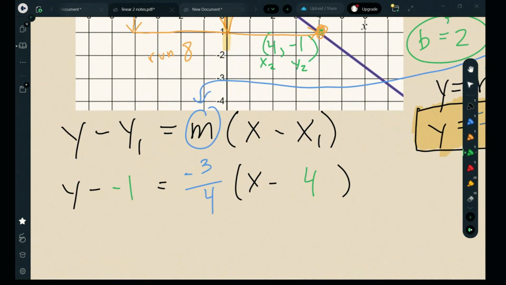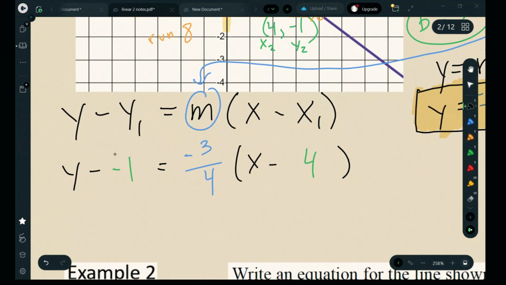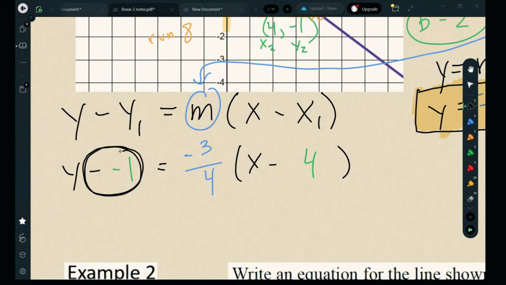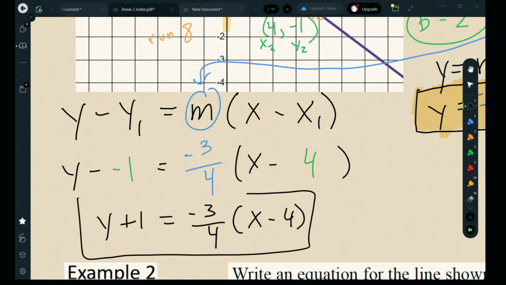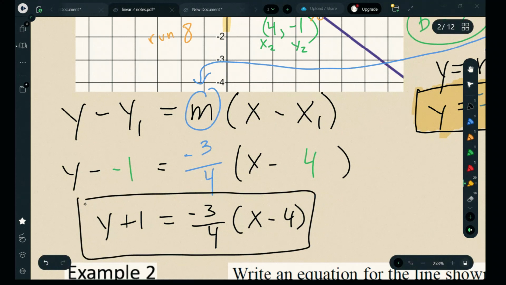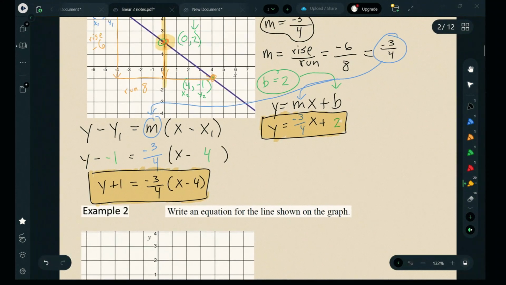Before I make this my final answer, I'm just going to clean this part up right here. Look, subtract a negative 1. That's the same as plus 1. So y plus 1 equals negative 3 over 4, parentheses x minus 4. Here's an equation of the line in point slope form. Now again, you don't have to do both forms. If it says write an equation, you get to pick. If, on the other hand, it tells you which form to use, then that's the form that you've got to use. You just do one or the other.